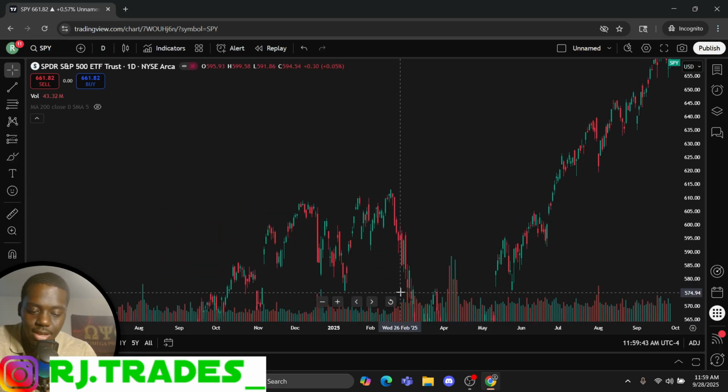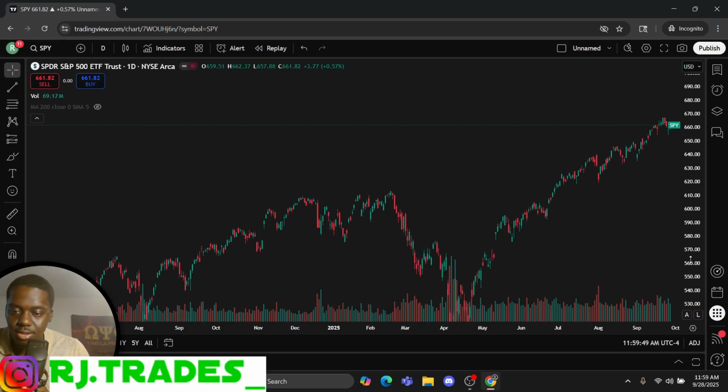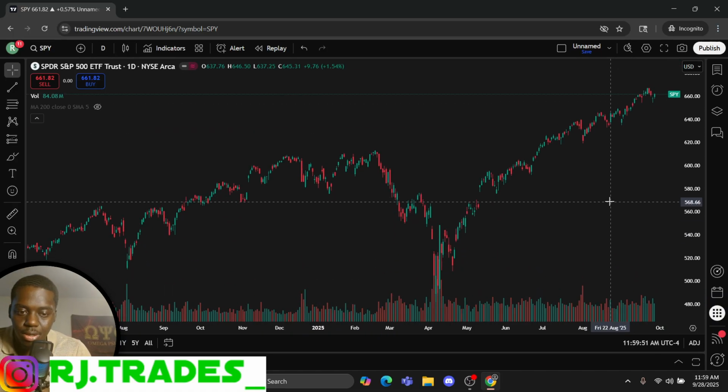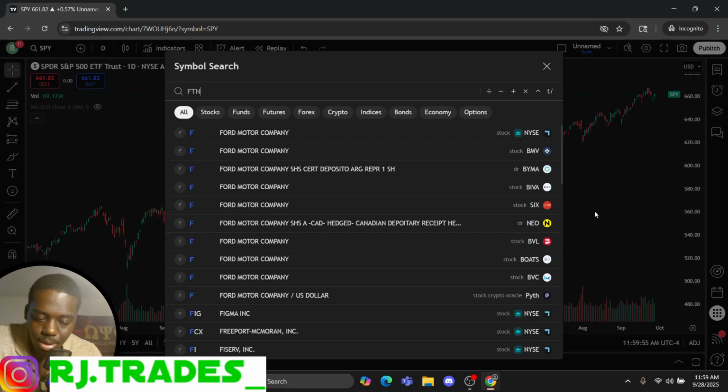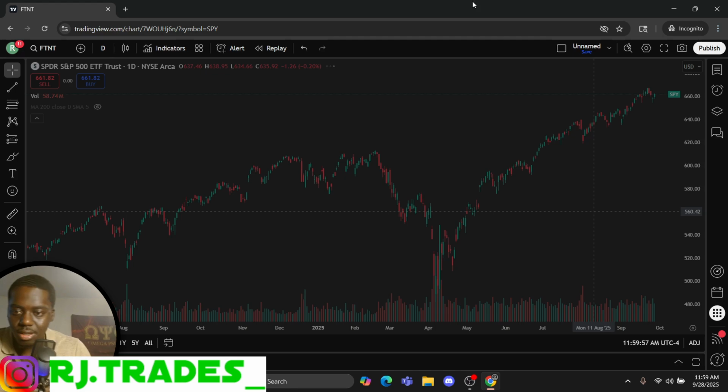Let me show you guys an example of support or resistance here. Let me think of something that has it here lately. SPY definitely probably has it, but I want to think of something better. FTNT might be a pretty good one, maybe.